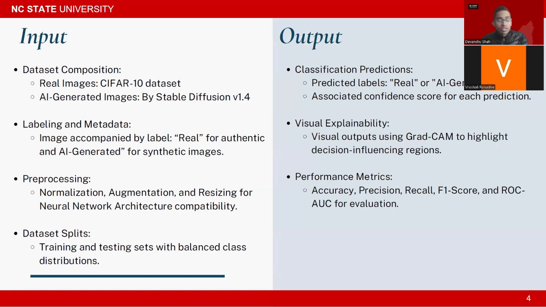We applied normalization, resizing, and data augmentation during pre-processing. The final classification output includes a label and a confidence score. Additionally, we employed Grad-CAM for visual explanations, allowing us to interpret the model's decision-making regions. Performance was evaluated using standard metrics, including accuracy, precision, recall, F1 score, and ROC area under curve.